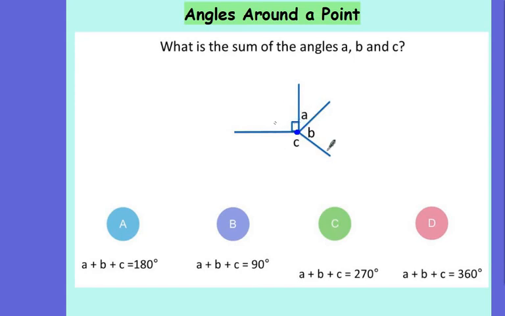Okay, let's work it out. We know the angles round a point add up to 360. If I take away this right angle, that's 360, take away 90, which will leave me with how much left, Jasper? 270 degrees, lovely. So we know that all the other angles, A, B and C, must add up to 270 degrees. So the answer was C.